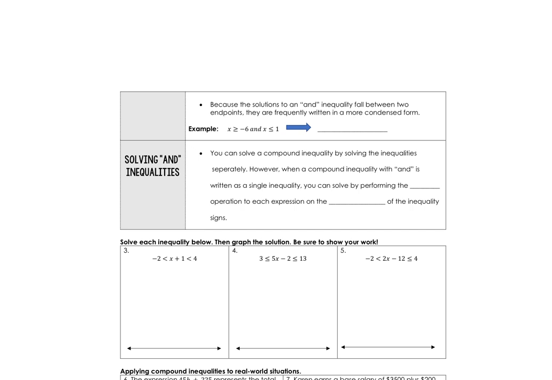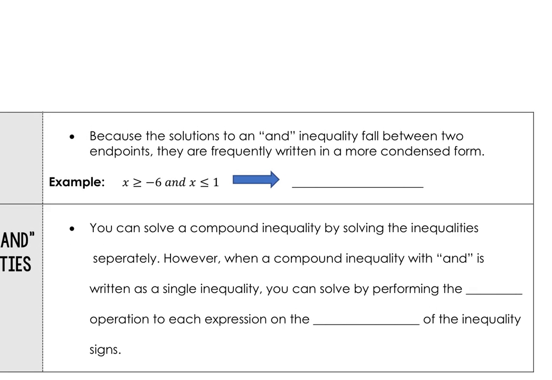what you need to understand is that because the solutions to an and inequality fall between two endpoints, we're going to write them in a more condensed form. So instead of writing and inequalities with the word and, we are going to take this one and flip it around. So if I turned this around so that this endpoint at -6 came first, this would be -6 is less than or equal to x. Right? I didn't change the sign. The sign was eating the x. I just turned it around, so the sign is still eating the x.